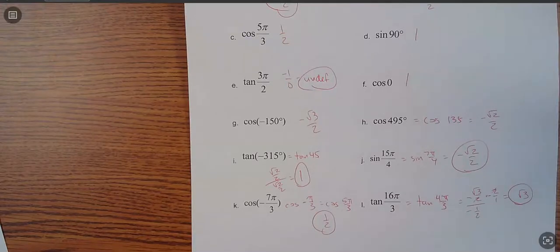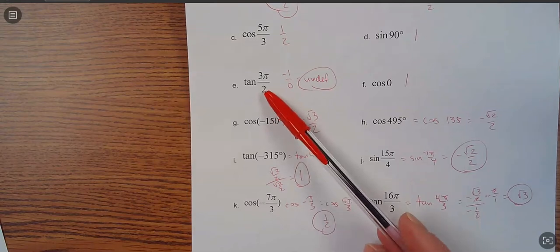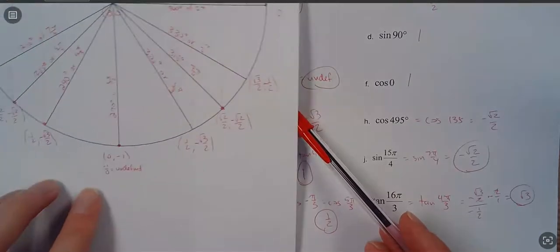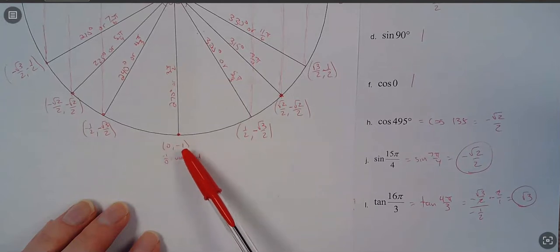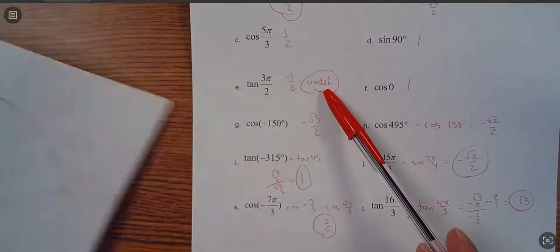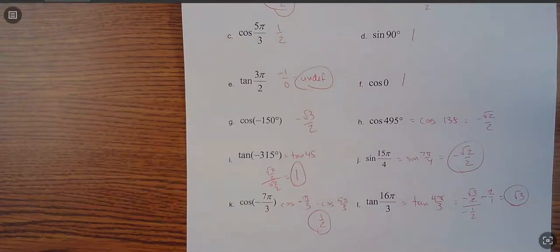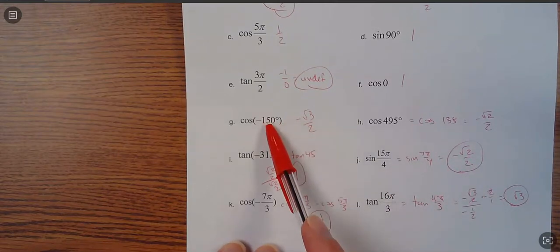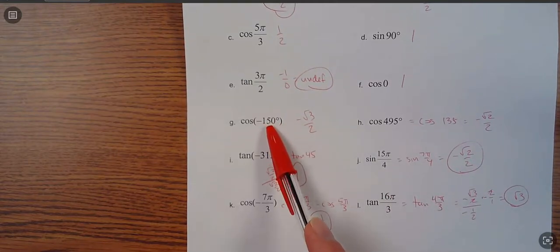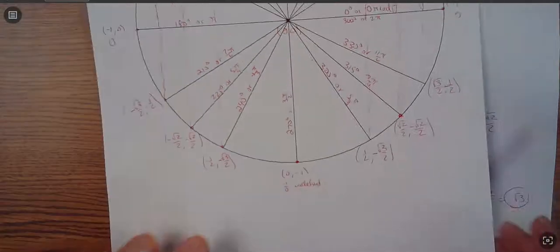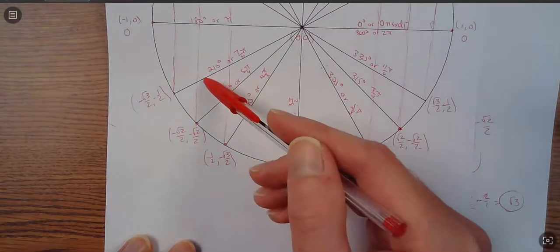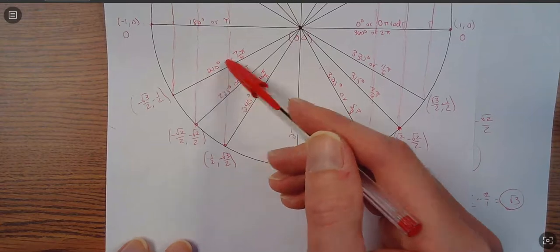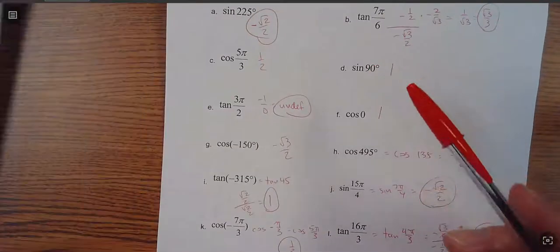Okay, so here's the rest of them. As you're going through on some of these, when we got to the tangent of 3 pi over 2, that was one where 3 pi over 2 is right here. The sine over the cosine is negative 1 over 0. Can't divide by 0, so it's undefined. On some of these, like whenever you rotate negative 150 degrees, negative 150 would be going this way, so you'd be 30 degrees short, so you'd be right there. So that would also be the same thing as 210, so that's where that answer came from.